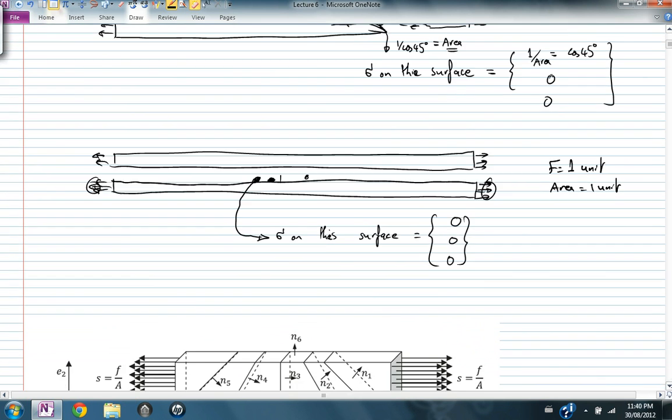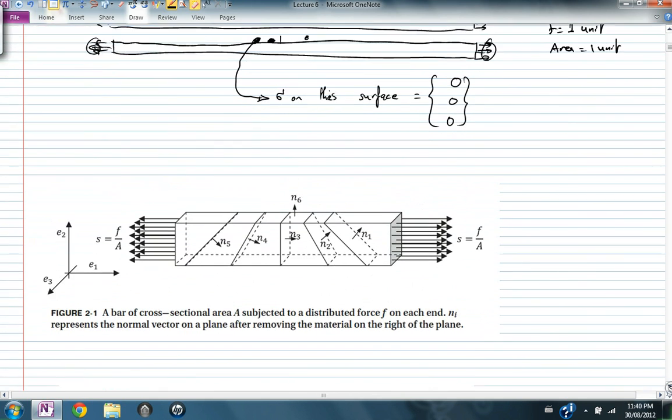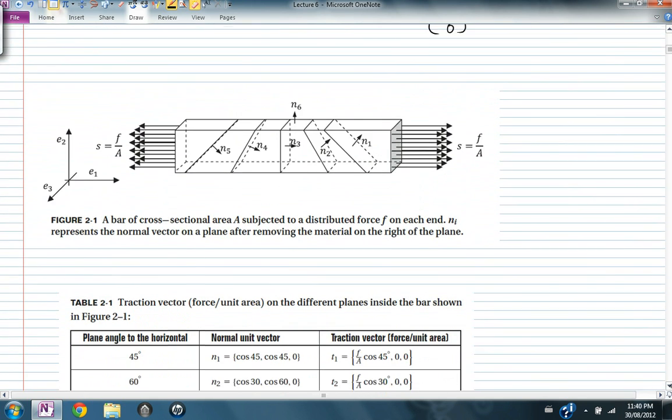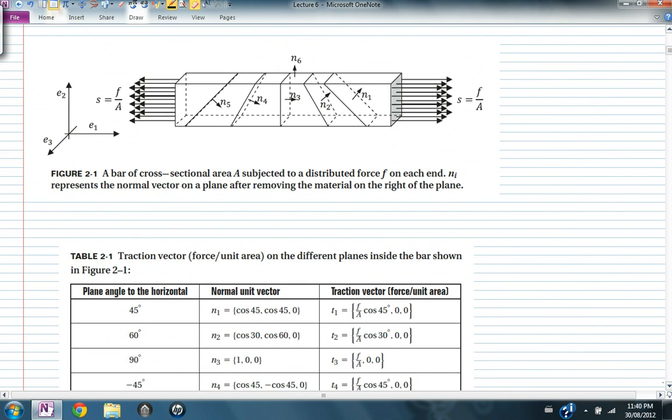And here is just a table to show you the stresses on different angles, or on planes inclined at different angles. Now this table is just for illustration and only applies to the beam shown. So the shown beam, I have the stress is equal to F over A, the stress on this vertical surface.